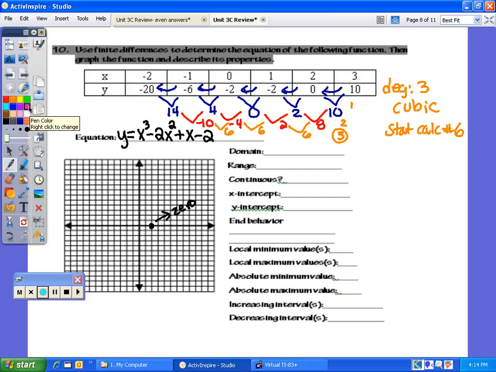Now, you have to find your local max and min. Your local min is somewhere around here, and it's a very flat local min, so you have to be really careful when you're looking for this. It's not going to be easy. You just have to make sure you're to the left of that flatness and to the right of that flatness. So your local min is at negative 2, and the x value is at 1.